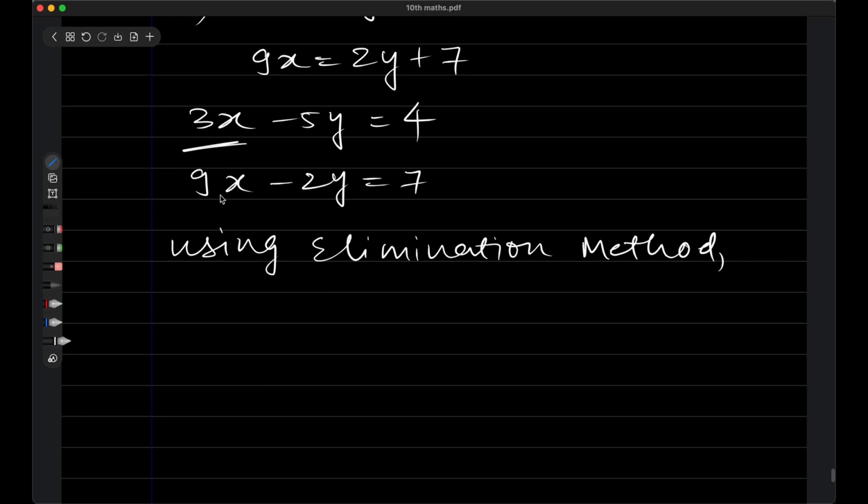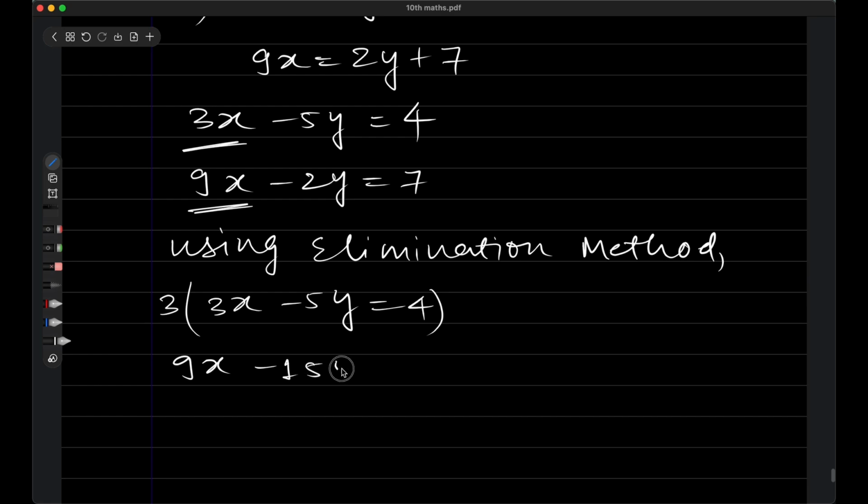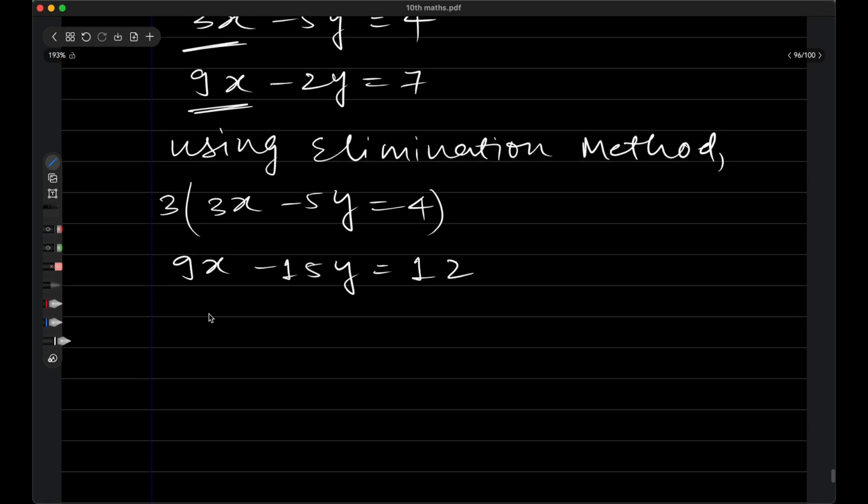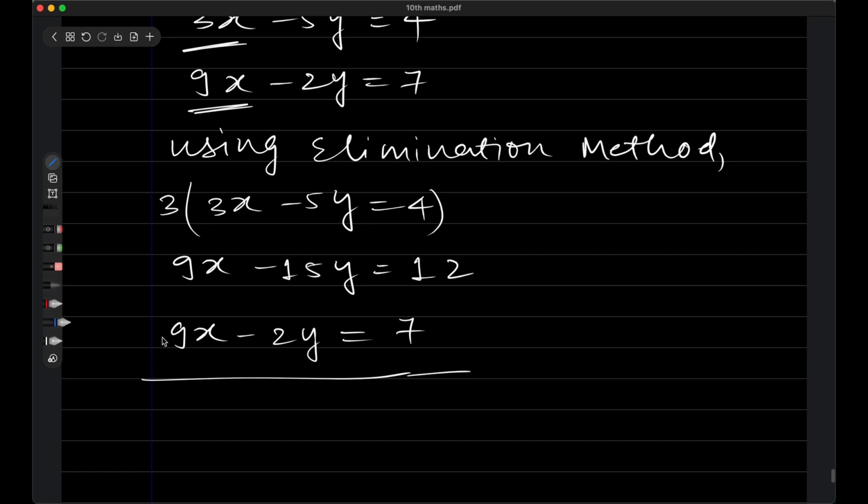let us make the coefficient of x the same. We will multiply equation 1 by 3. We will get 9x minus 5 threes are 15y equals 4 threes are 12. The second equation is 9x minus 2y equals 7. Now subtract the second equation from the first equation.